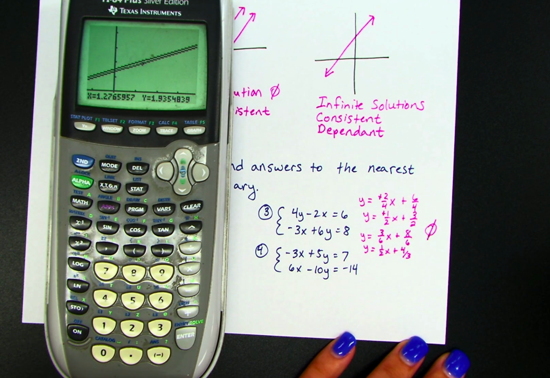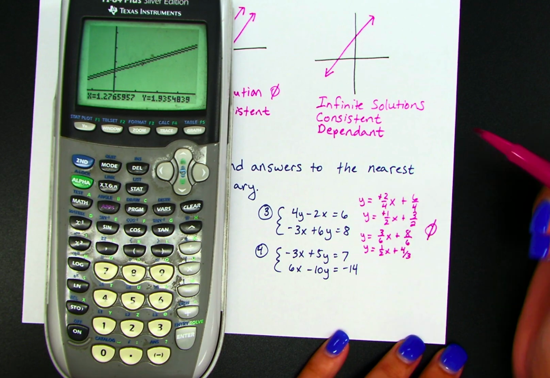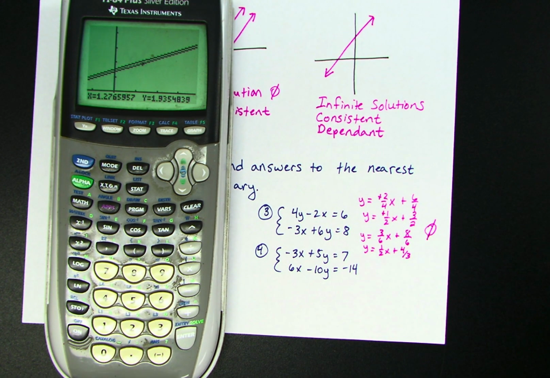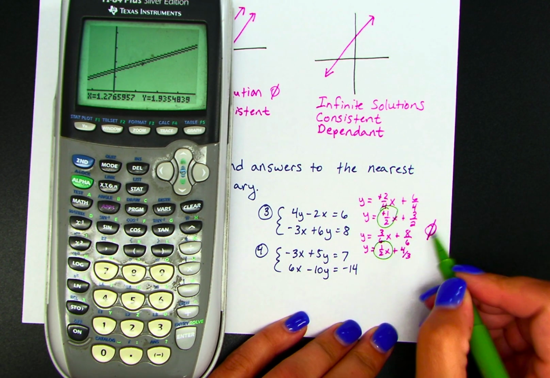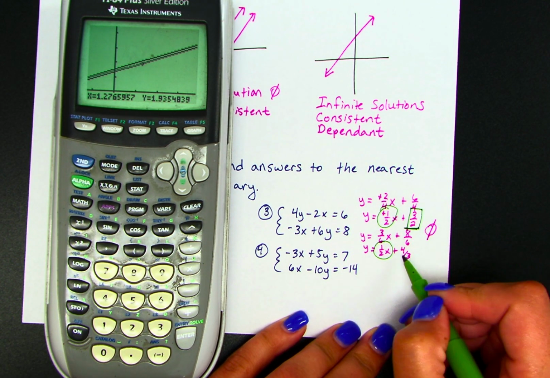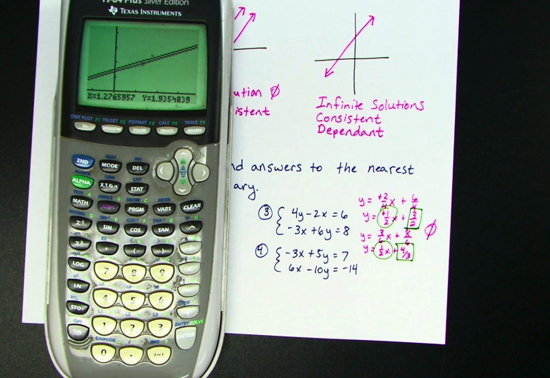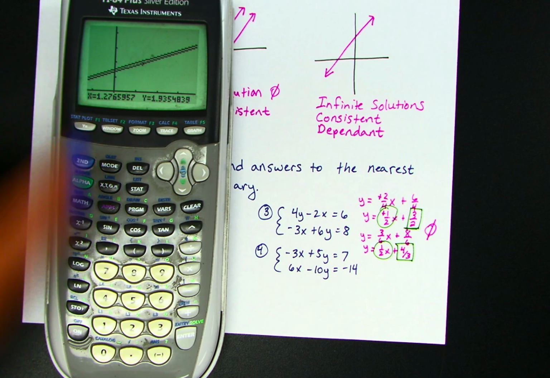Okay. Now I could tell that before graphing. When you look at this, if you have the same slope and different y-intercepts, they're never going to intersect because they are going to be parallel. So I would be able to tell that without having to graph it. But if you were looking at your graph, they shouldn't be intersecting.